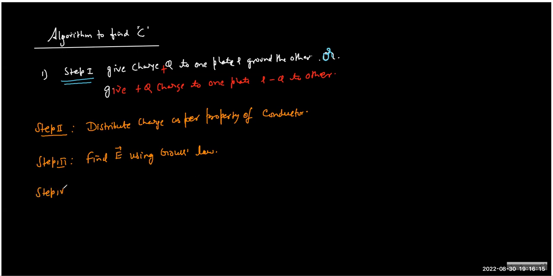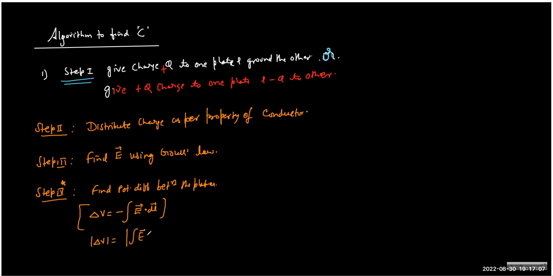What is the next step? Now this is a very, very important part. Once you have the electric field, you have to find the potential difference between the plates. To find the potential difference, you will move from one plate to the other plate, and you will use the formula delta V equals minus integral of E dot dl. I hope you know this formula. So once you have got E using Gauss law, this formula will be helpful to you. And if E is constant, then we can just take it out and it becomes E into separation, right? So we just want the modulus. If your answer is coming negative, just take it positive.